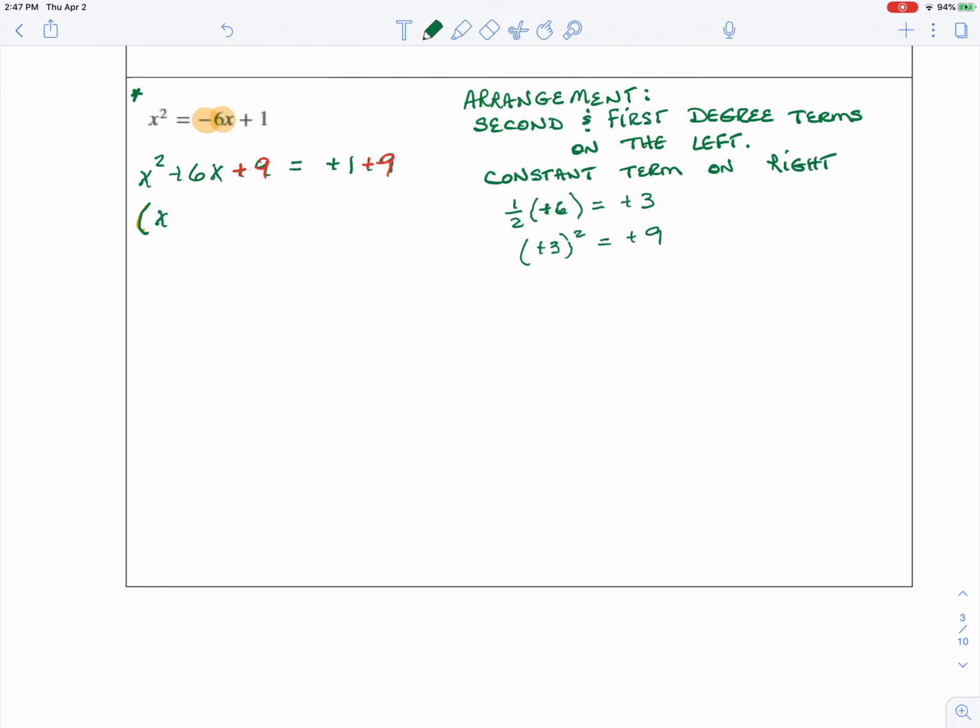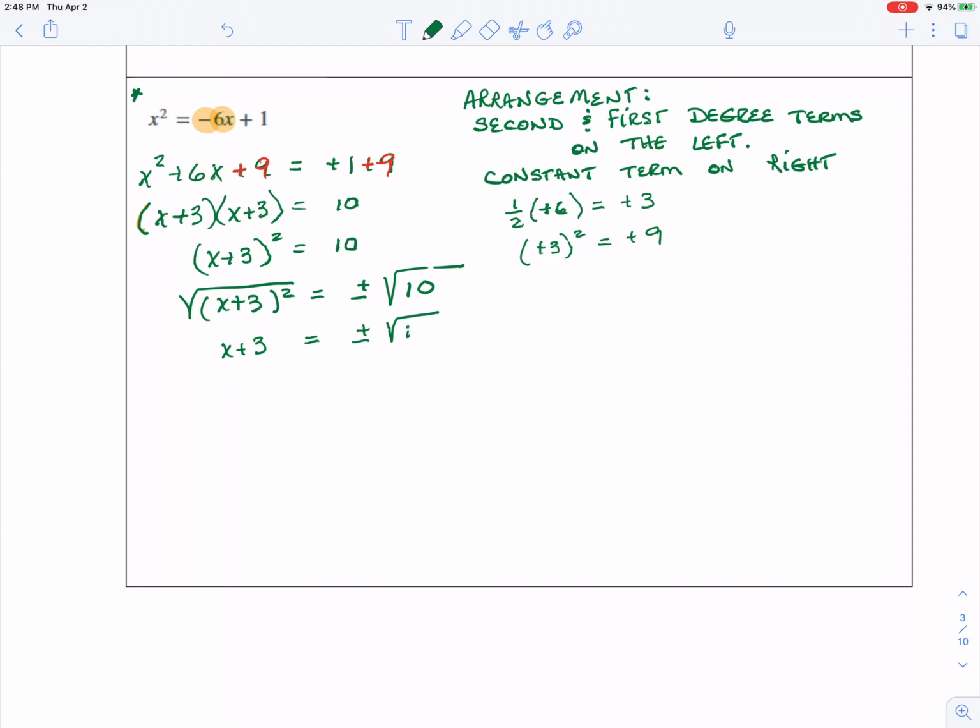And remember, I deliberately put that +9 in there so that it would factor in this special way, our goal. And then I'm going to do the arithmetic over on the right-hand side, 9 plus 1. This is where you take the square root of both sides. And when you take the square root of the 10, you've got to remember both the positive and the negative root, because again, we're expecting 2 answers because this was a second degree equation to start with. So on second degree equations, you're expecting at most 2 answers.